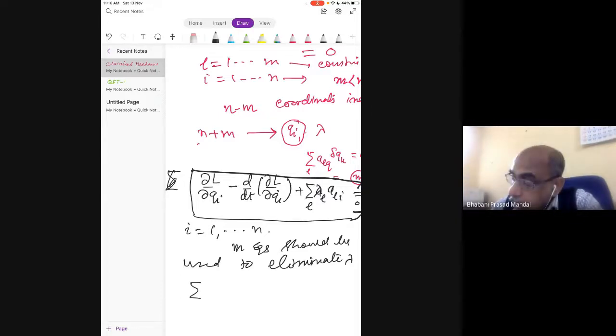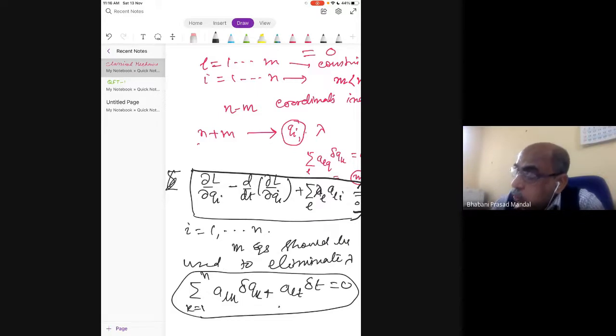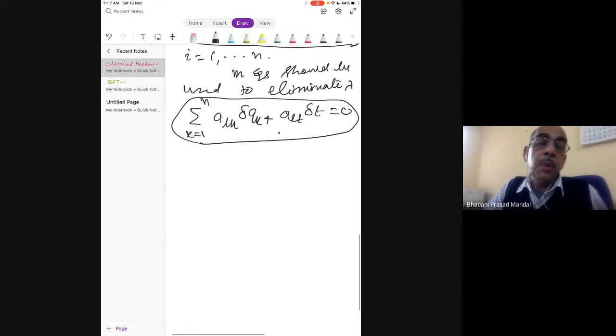Also you have to consider the constraint equation. The constraint equation, you remember, sum over k equal to 1 to n of a l k delta q k plus a l t delta t equal to 0. This is the constraint equation. So this equation together will be considered, and then you will have n plus m equations, from which lambda can be determined, and you have the exact number of variables and the exact number of equations. Okay, so this is all about the theory. Now we consider an example so that it will be clear. But before that, let me tell you some physical meaning of these Lagrange multipliers.